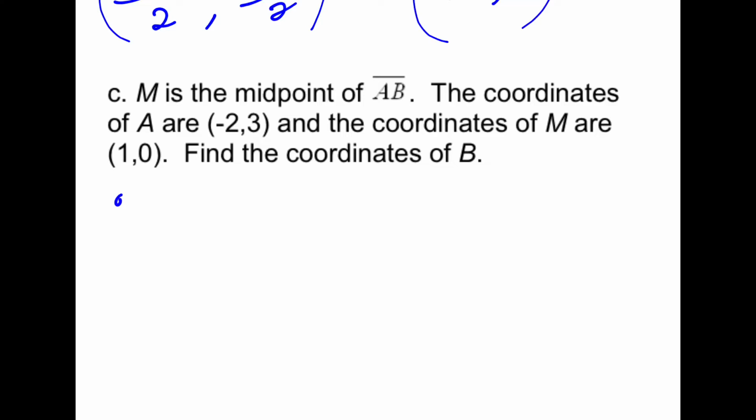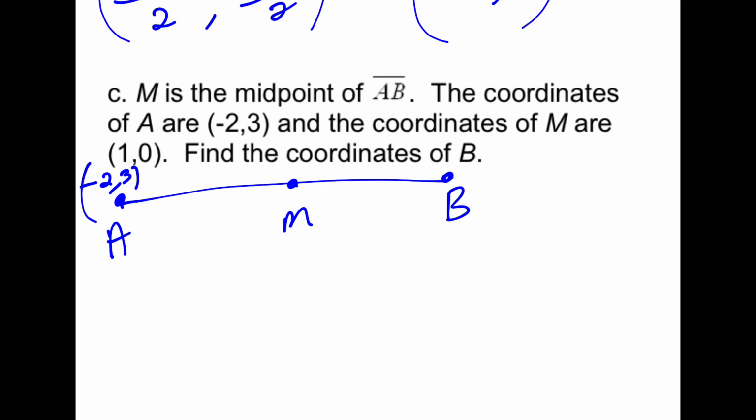Sometimes, though, they give a situation like this. Here's a segment AB, and they tell us that M is the midpoint, and they give us the coordinate here, negative 2, 3, and they give us the middle coordinate, 1, 0. So we're not going to be able to apply the formula in the same way. We're not going to be able to add and divide by 2. But what we can do is track the changes in the x coordinates and the changes in the y coordinates and repeat those changes. Let me show you what I mean.